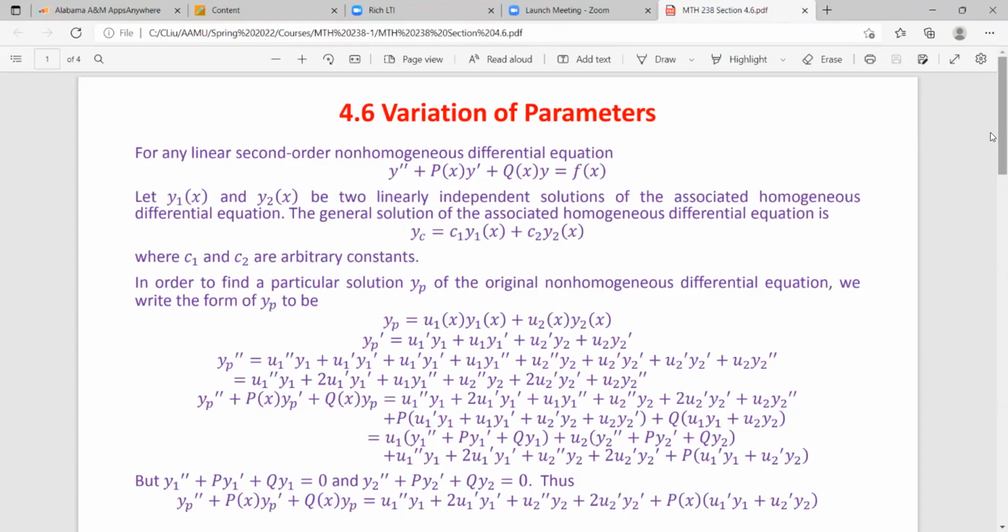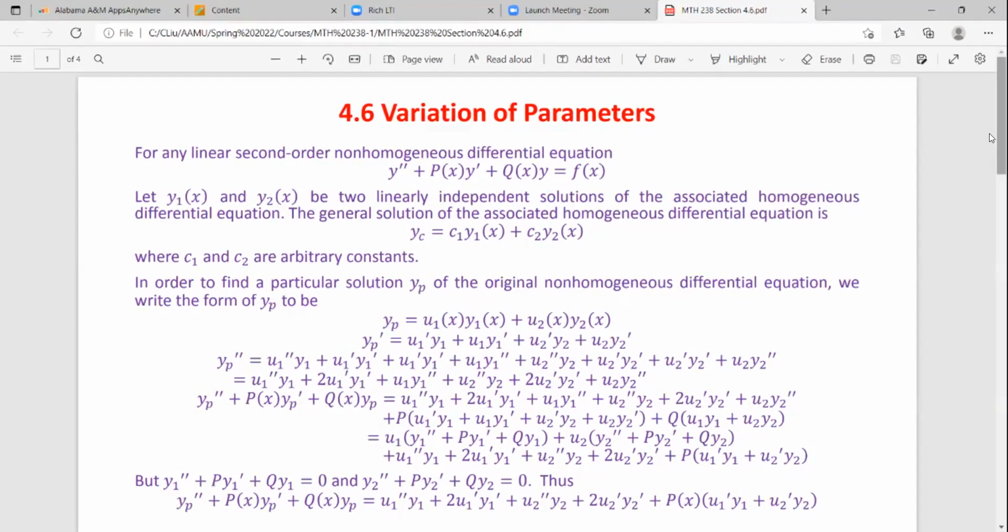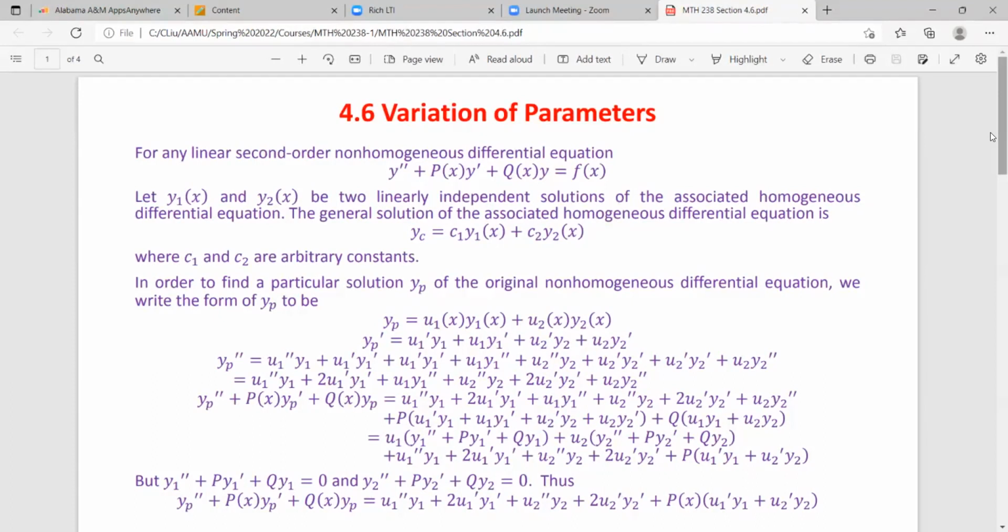Then we just plug yp double prime and yp prime into the differential equation. On the left, it's yp double prime plus p yp prime plus q yp. So just plug in everything we got in previous steps. So we get a new expression on the left-hand side.